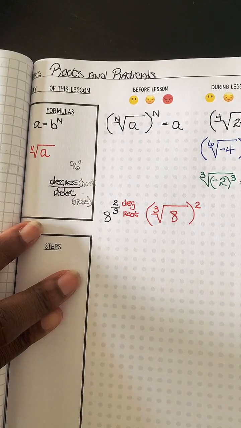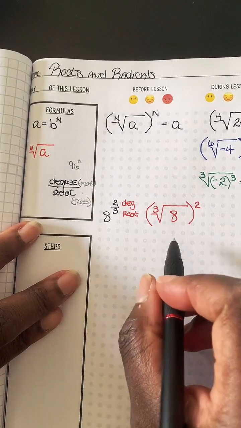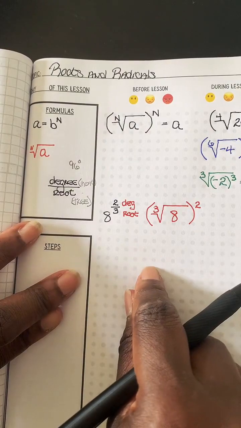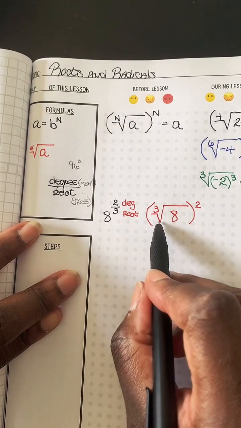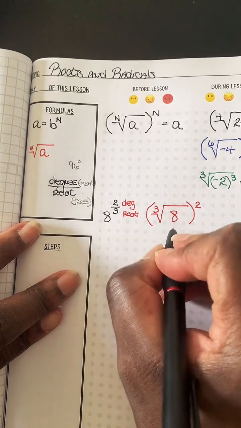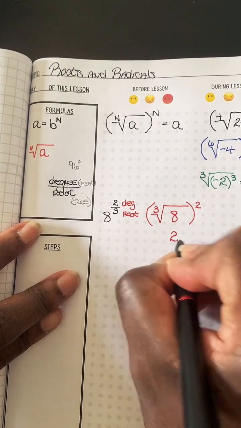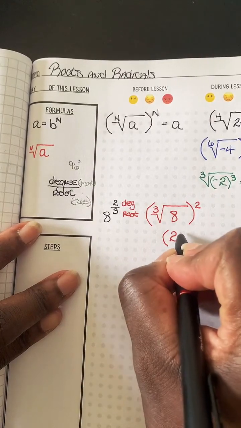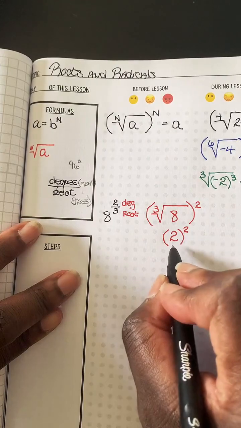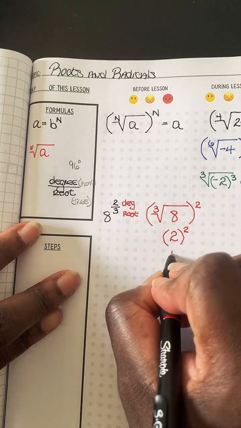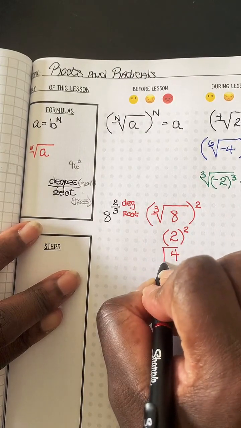Good. Casey is saying 2 because 2 times 2 gives me 4 and 4 times 2 gives me 8. So that means I can break down that cube root of 8 to get a whole number of 2. And now I go to the exponent. 2 to the 2nd power, my answer is going to be 4.